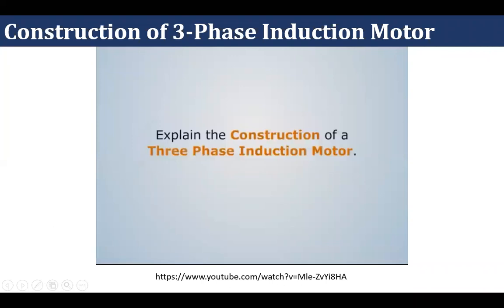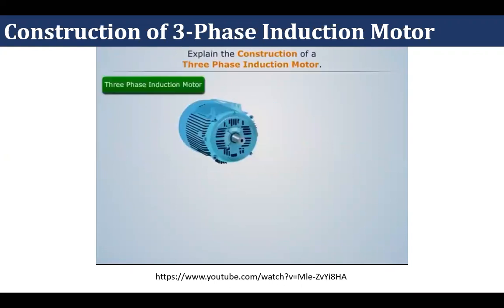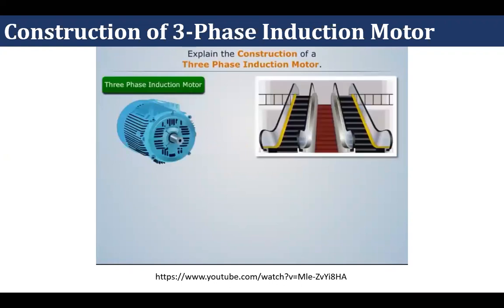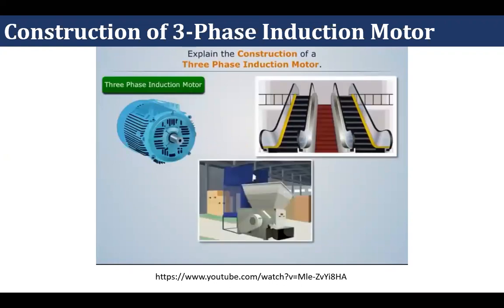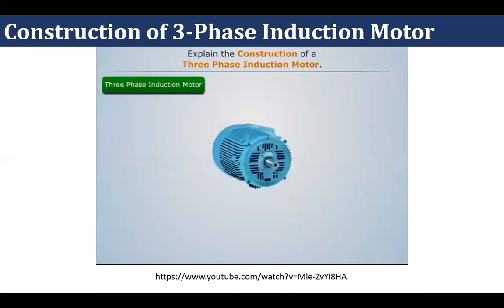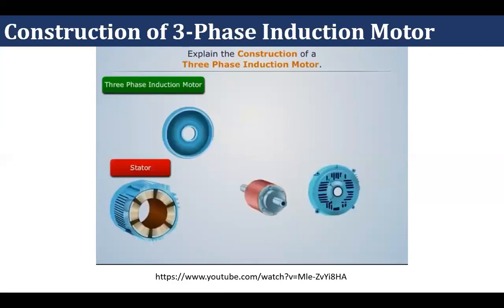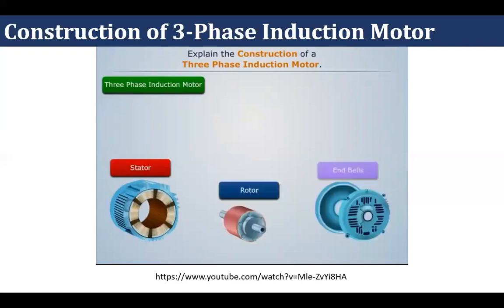Explain the construction of a three-phase induction motor. A three-phase induction motor is used in escalators, paper industries, etc. Let's understand how it is constructed, but first let us take a look at its elements. A three-phase induction motor consists of a stator, a rotor, and two end bells, where stator and rotor are its main parts. Now let's describe each of these elements.